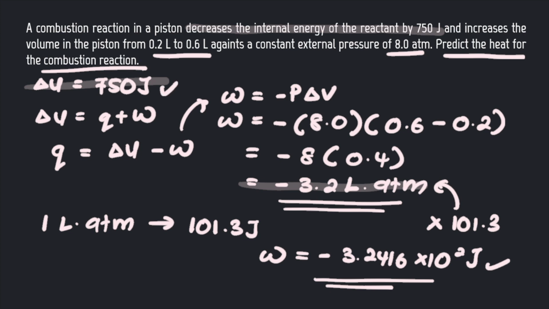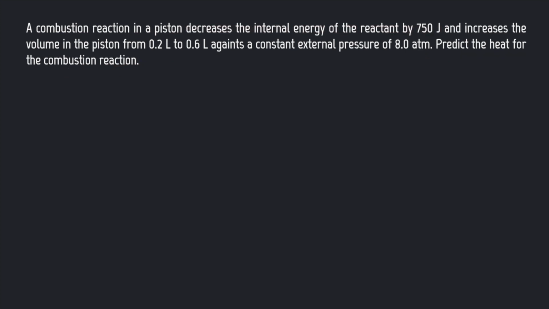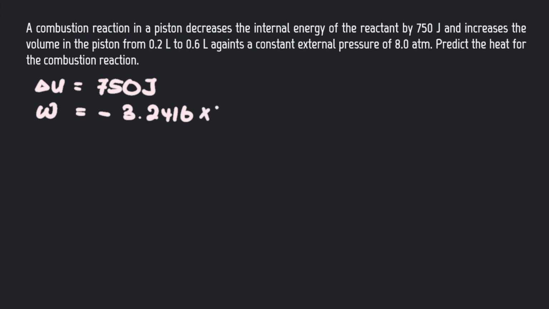Therefore, you can calculate your value of Q. Alright, so I'm just going to write again. Just now we know that your delta U is equivalent to 750 joule. And we have calculated just now your W is equivalent to negative 3.2416 times 10 to the power of 2 joule.